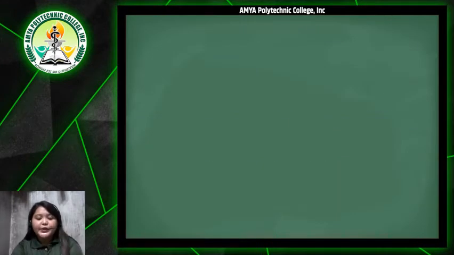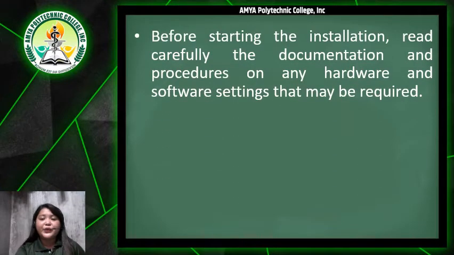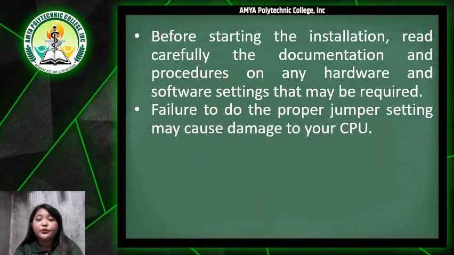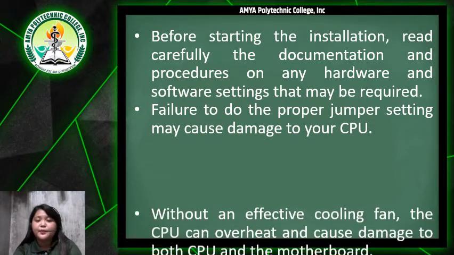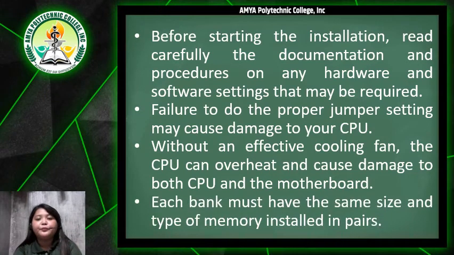So we have here some basic precautions and procedures. The first one: before starting the installation, you have to read carefully the documentation and procedures on any hardware and software settings that may be required. Failure to do the proper jumper setting may cause damage to your CPU. Third, without an effective cooling fan, the CPU can overheat and cause damage to both the CPU and the motherboard, and each bank must have the same size and type of memory installed in pairs.